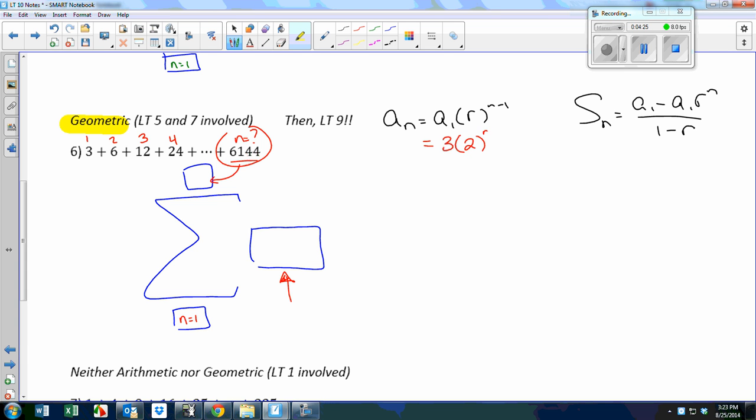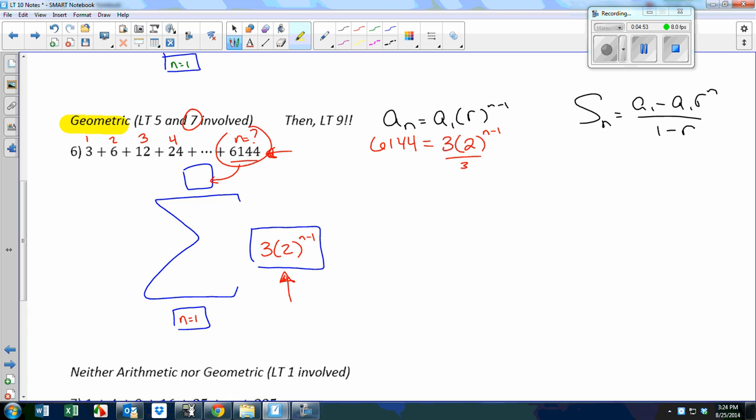So 3 times 2 to the n minus 1, and that does not reduce. You can't multiply 3 times 2. That's Learning Target 7, so go back to that video if you have a question there, but it's 3 times 2 to the n minus 1. And then in finding the n for that term, 6,144, we're going to use that explicit rule that we just wrote and put 6144 into the term spot and figure out what the n is that goes with it.